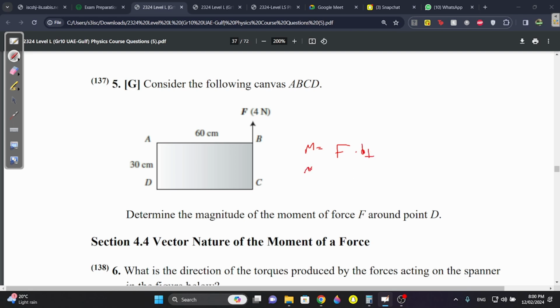So it will be the force, which is 4, times D perpendicular. You have to draw the line of action of F and draw the line of action of D. They're perpendicular over here, and this is 60 centimeters, but it needs to be meters, so you divide by 100 to get 0.6 meters. So 4 times 0.6, you get 2.4.